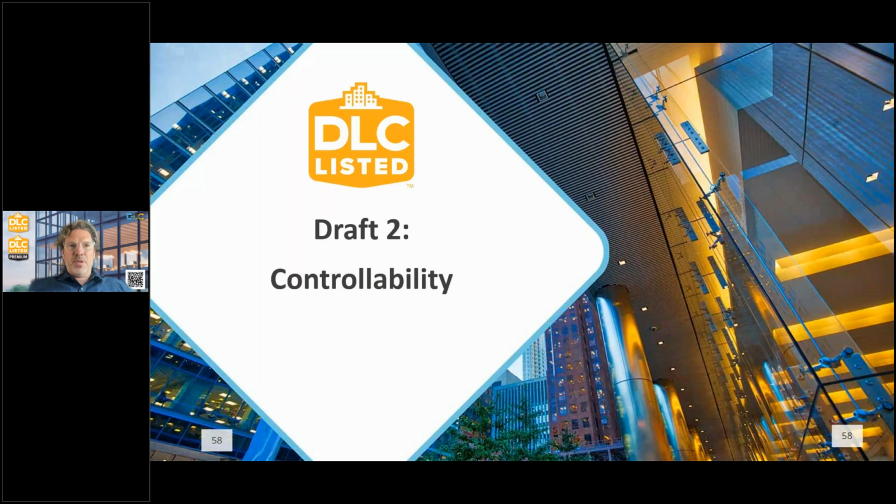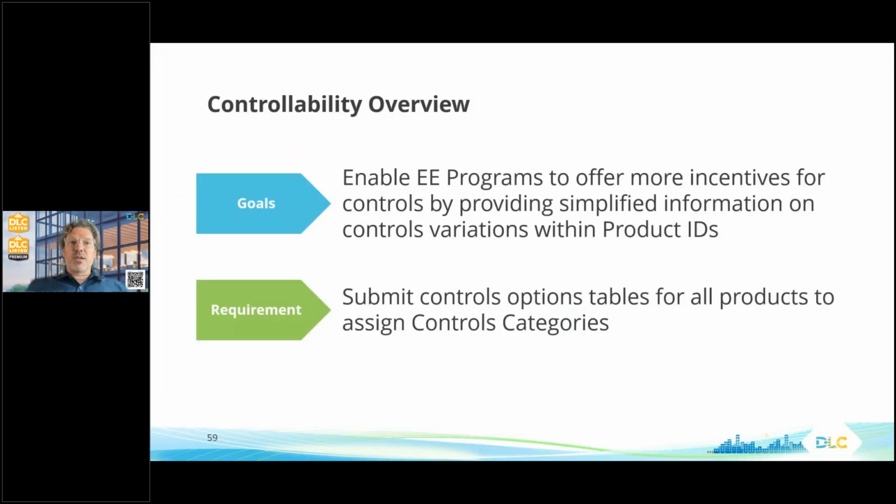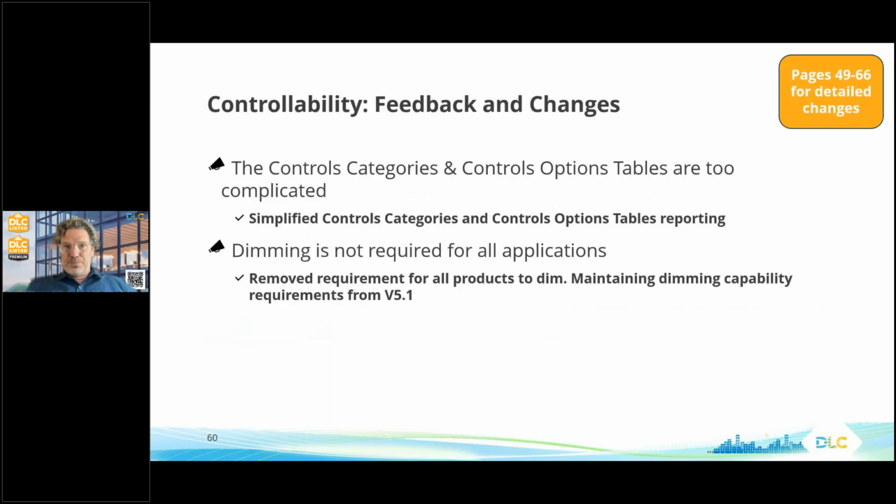Thanks, Casey. I'm going to talk about controllability. The ultimate goal of the controllability section in version 6 is to collect information on controls variations within DLC product IDs that will enable energy efficiency programs to more confidently provide incentives for lighting products with integral controls. We received significant feedback on the controllability proposals in Draft 1. Here are some of the messages we've received and adjustments we've made.